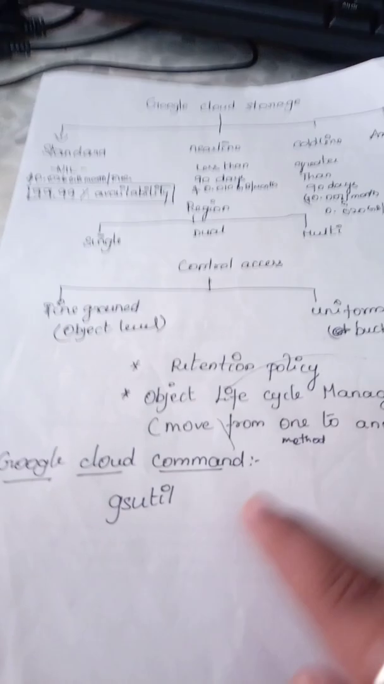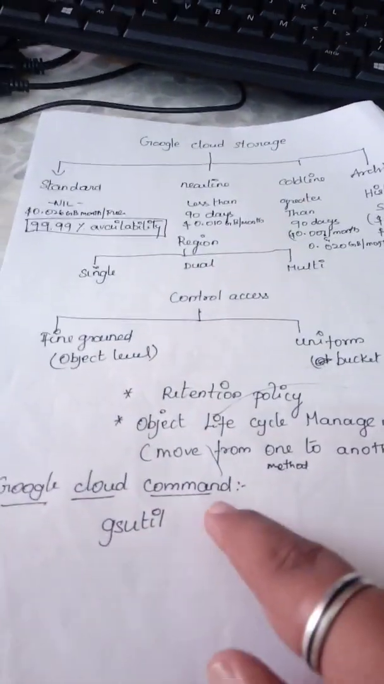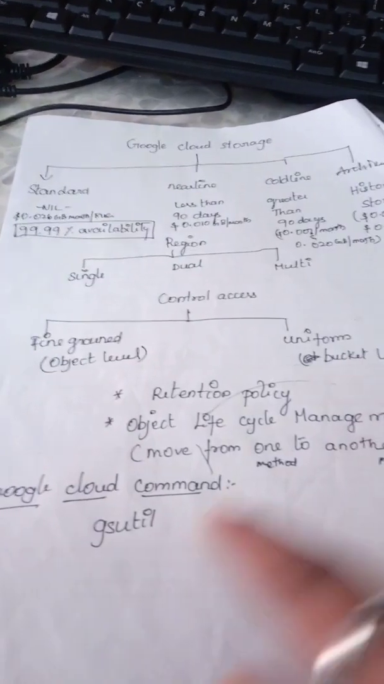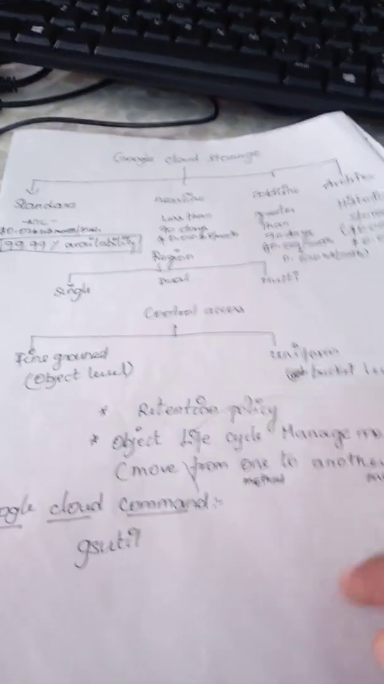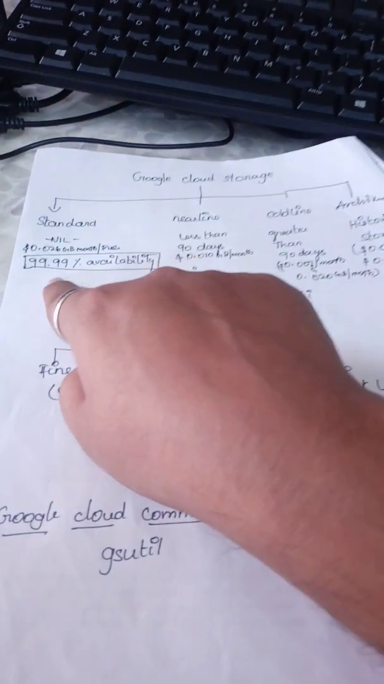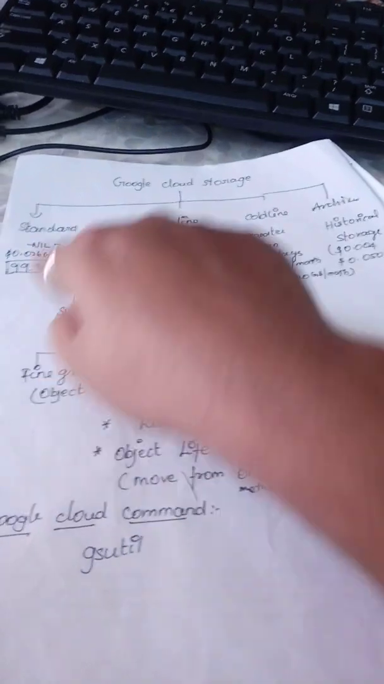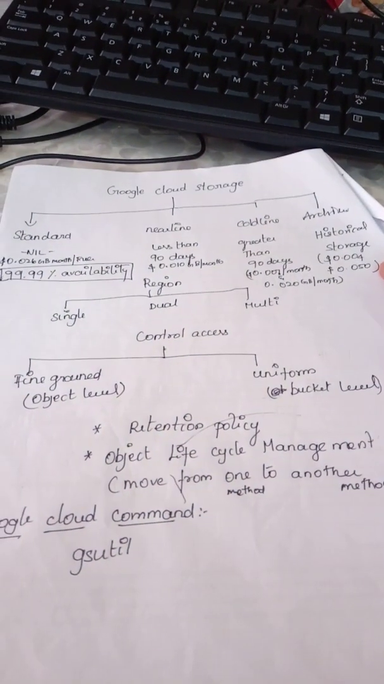The Google Cloud command used for Google Cloud Storage is gsutil. It is completely different from other Google Cloud commands. This is the basic concept of Google Cloud Storage. And if you see the availability, wherever you store, the availability is 99.9%. And with respect to cost, we will see it on a scenario basis.